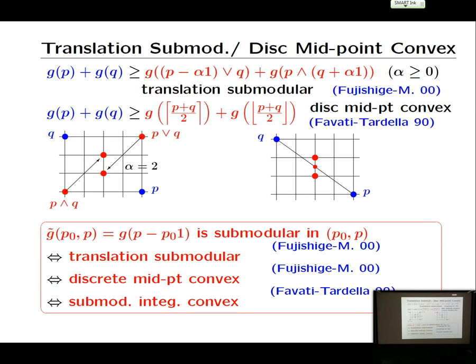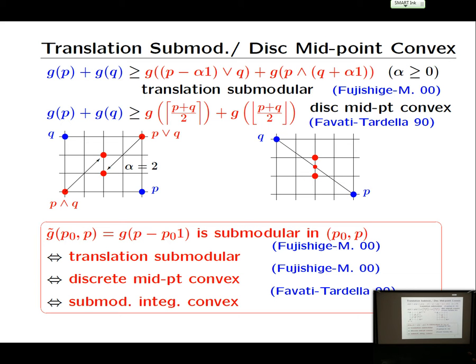And in the usual convex function, the function value here is smaller than or equal to the average of the two endpoints. But since we are working on the integer lattice, this point may not be integral, so we round up and round down consistently for all components. And this is a notation for rounding up an integer point, and this is for rounding down. So this inequality first appeared in Favati-Tardella's paper.